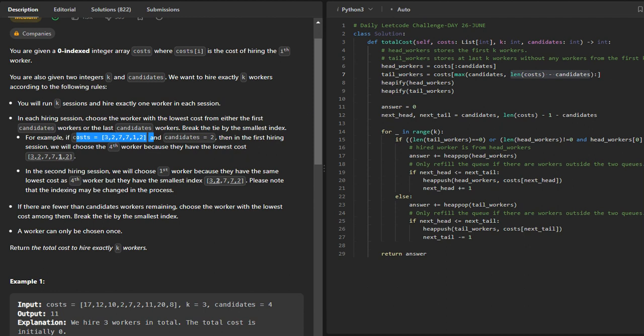Then we will use the heap function. What is the heap function? First we have made an array, right? We have just made arrays having M elements: the first M elements and the last M elements, the head and tail workers.